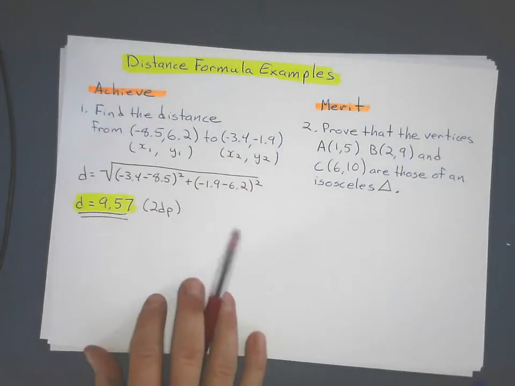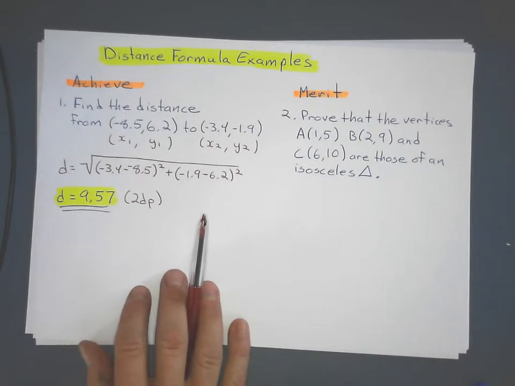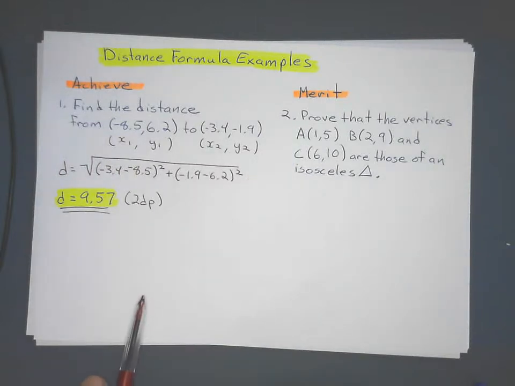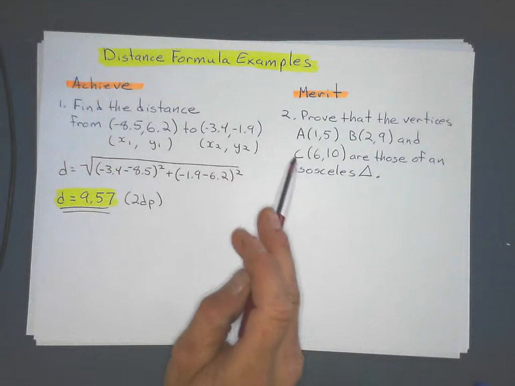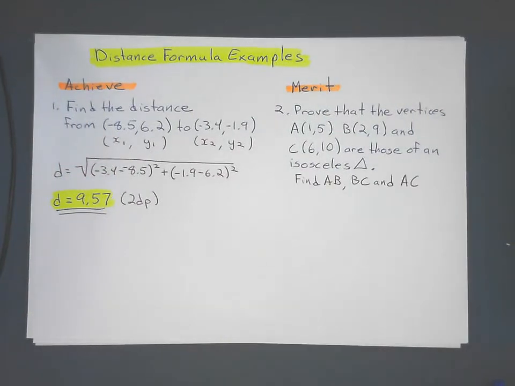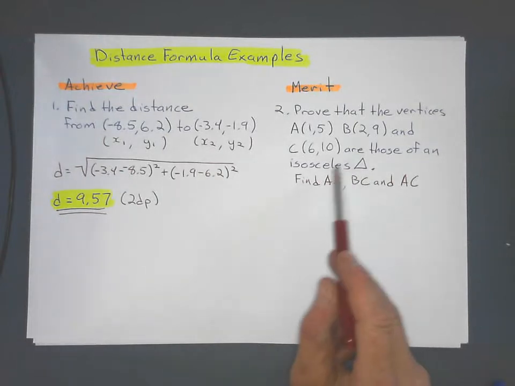So we'll move over to the merit type, and notice the merit has that word prove, and we'll take a look at what we have to do there. What are they asking us here? So why this is a merit problem is it's just more steps, and we need to know what isosceles means.